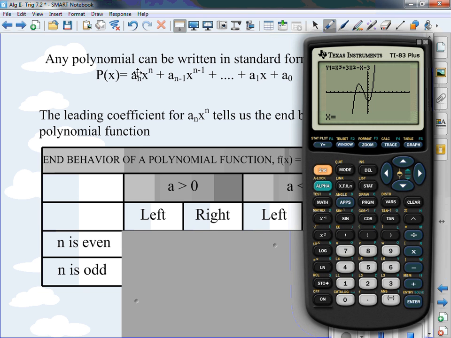N is just the exponent of the first term. It was x cubed plus 3x squared minus x minus 3. My a is 1. My n is 3. Is n even or odd? N is odd. So it's going up, up.